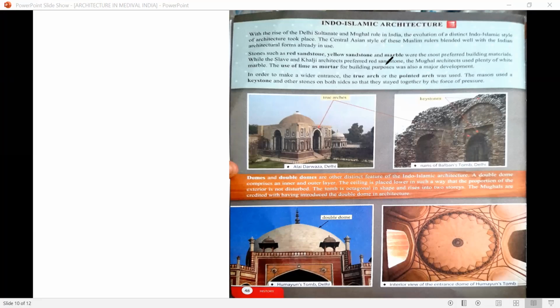If I take a bright color such as red, over here I can also see different types of true arcs. True arcs are something like this. Over here we can see the white palette-like thing, and over here the keystones. So this is the difference between the true arcs and the keystones. But why were they kept there? To make the wider entrance.